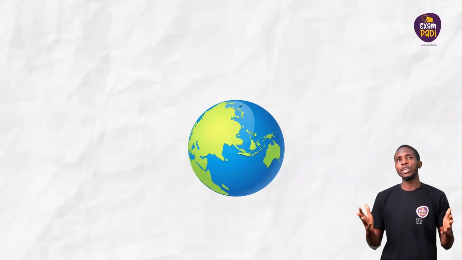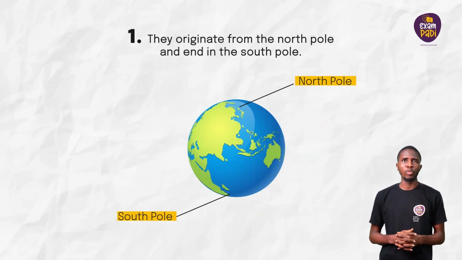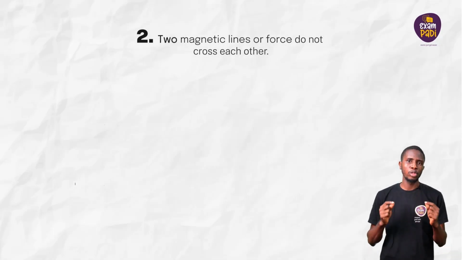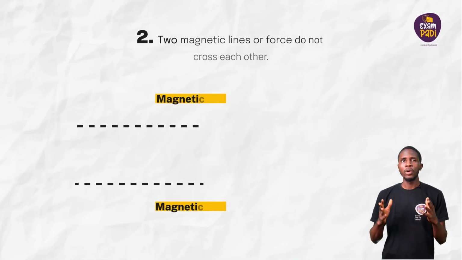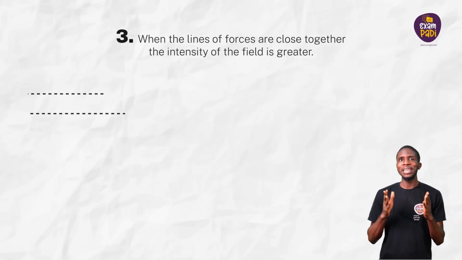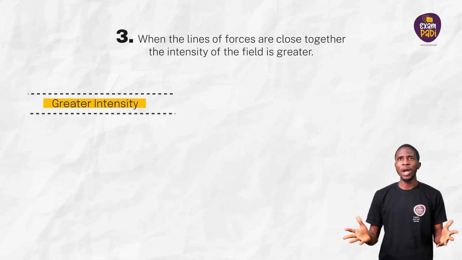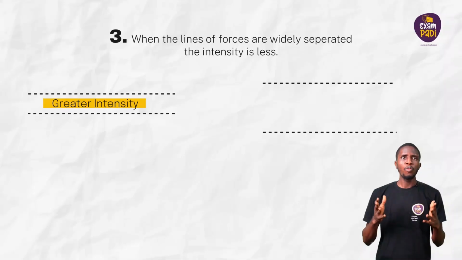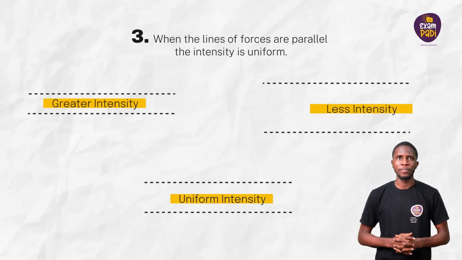1. They originate from the North Pole and end in the South Pole. 2. Two magnetic lines of force do not cross each other. 3. Where the lines of forces are close together, the intensity of the field is greater. Where they are widely separated, the intensity is less. And when they are parallel, the intensity is uniform.